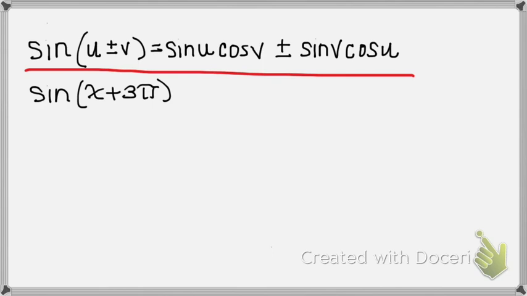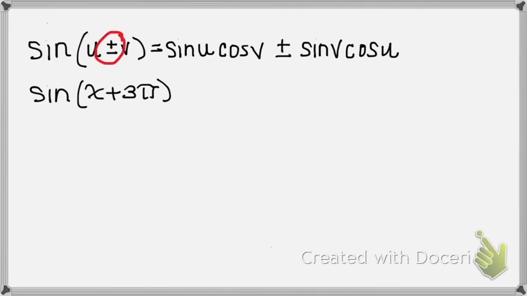The formula for both sum and difference of angles, if I'm taking the sine of them. And notice this plus and minus here. The idea is that if I'm doing an angle plus an angle, then I'm going to have sine u cosine v plus sine v cosine u. And if I'm doing minus an angle, then I'm going to also have minus. And that's important more when we compare it to cosine.